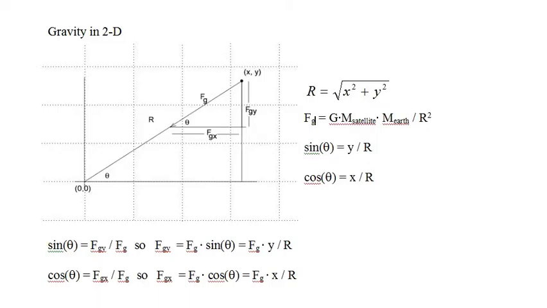Note that the sine of theta equals y over r, and the sine of theta also equals F_gy over F_g, so that F_gy, i.e. the y component of the magnitude of gravity, equals F_g times y divided by r. Similarly, the cosine of theta equals x over r, and it also equals the magnitude of the x component of gravity over the total magnitude, so that the x component of the magnitude of gravity equals the total magnitude of gravity times x divided by r. And we've resolved gravity into its x and y components.